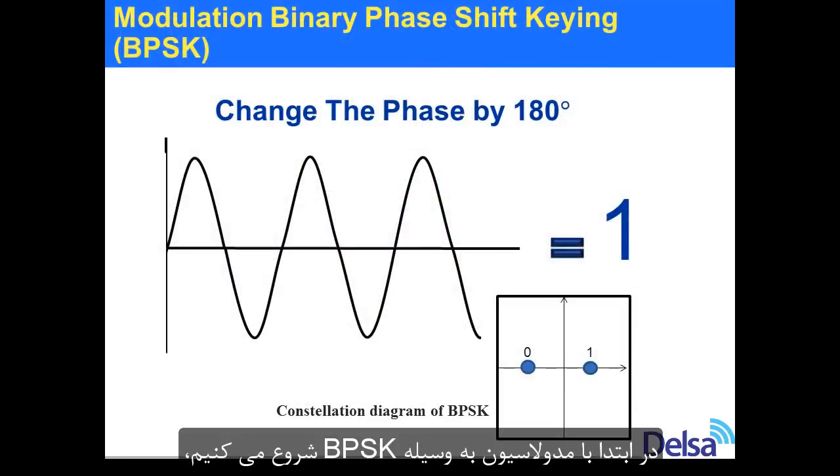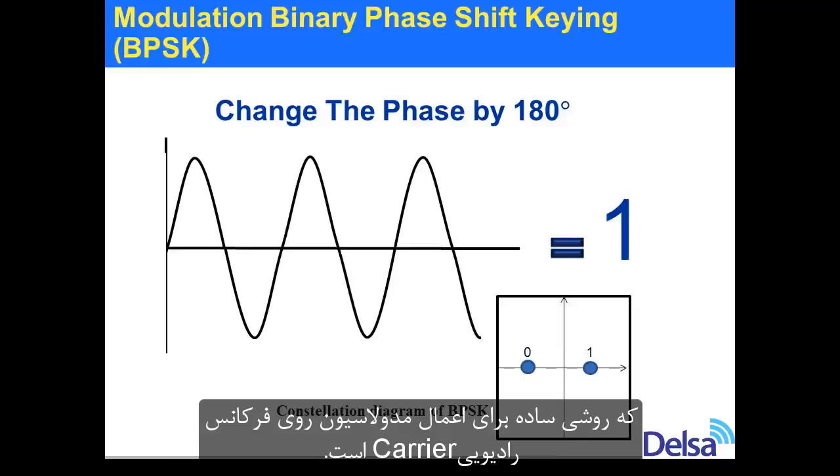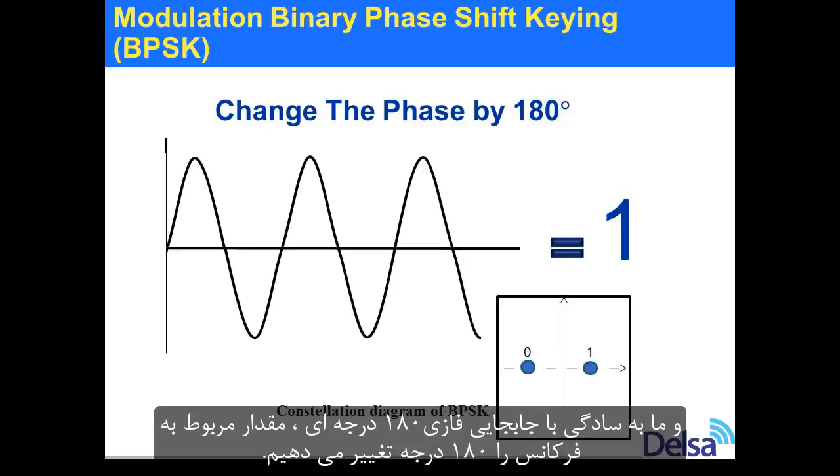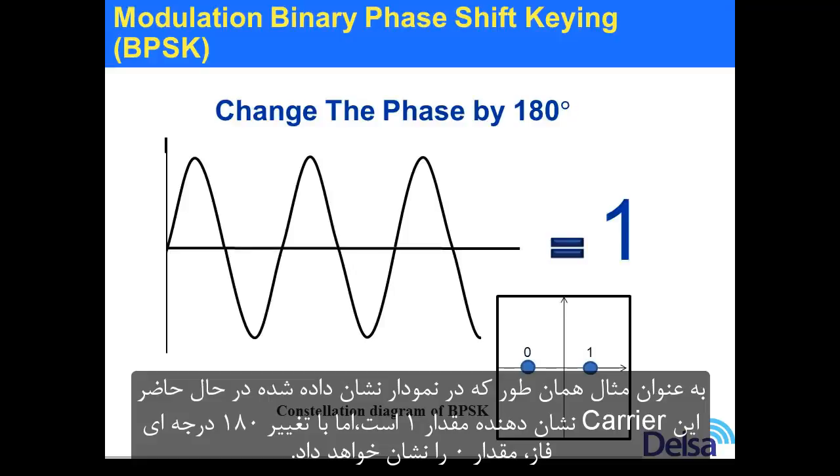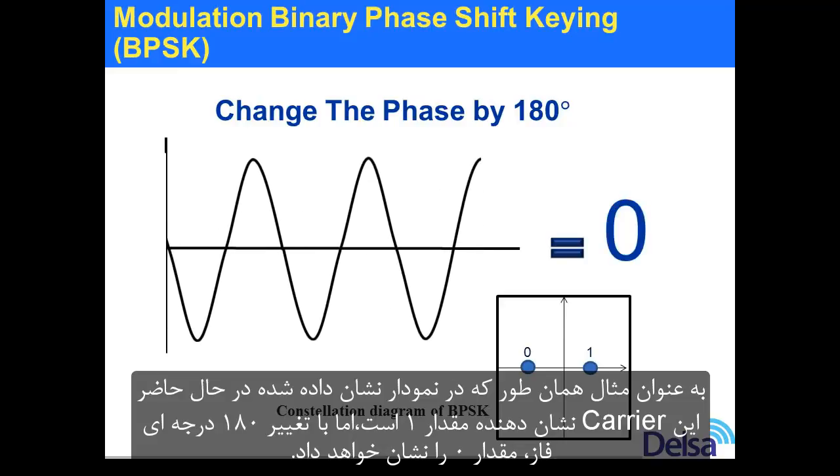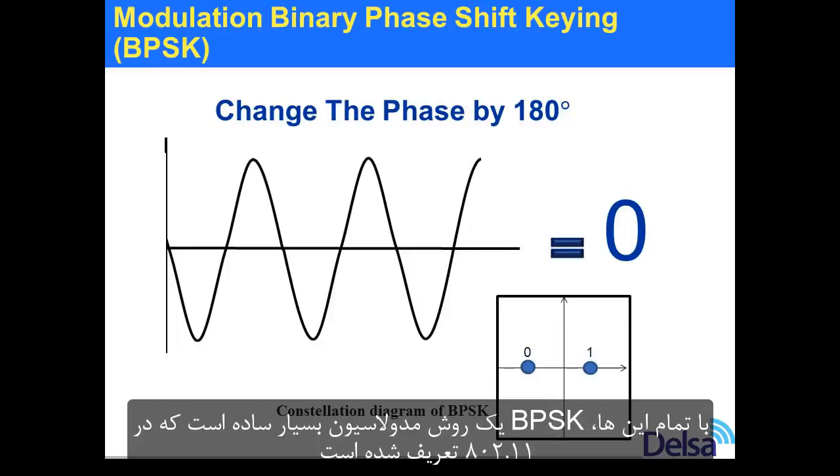First of all, let's start with modulation using binary phase shift keying, or BPSK for short. It's a very simple scheme used for modulating the RF carrier, and we simply modify the carrier by 180 degrees. That is, we shift the phase of the carrier by 180 degrees. So currently this carrier will be representing a 1, but if we shift the phase by 180 degrees, we can make it represent a 0. This is also displayed on the constellation diagram here for BPSK. So a very, very simple modulation scheme.